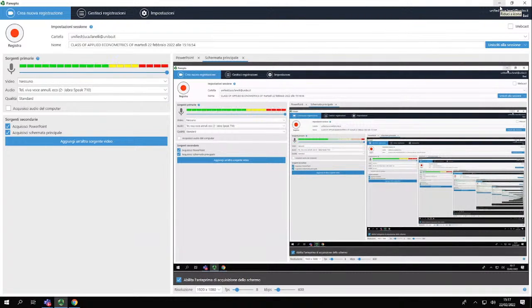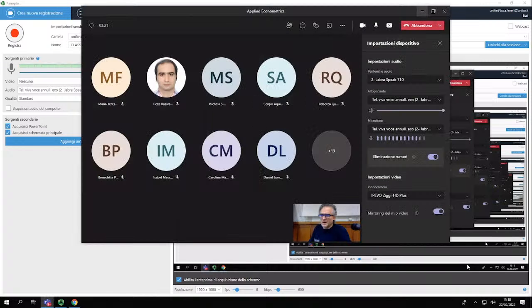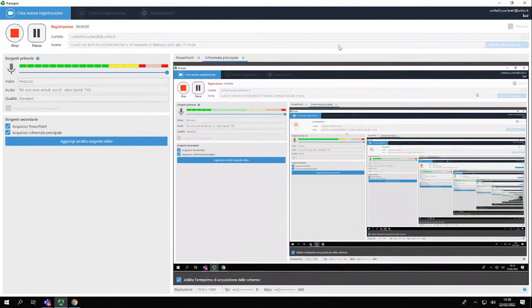Can the people connected at home see my screen? Yes. You can hear me and you can see me. Unfortunately, it seems that only one camera is working, only this one. Let me check again if I can change it. I don't think so. Okay, so we have just one camera and we have to stay with this one. So I start with the registration.